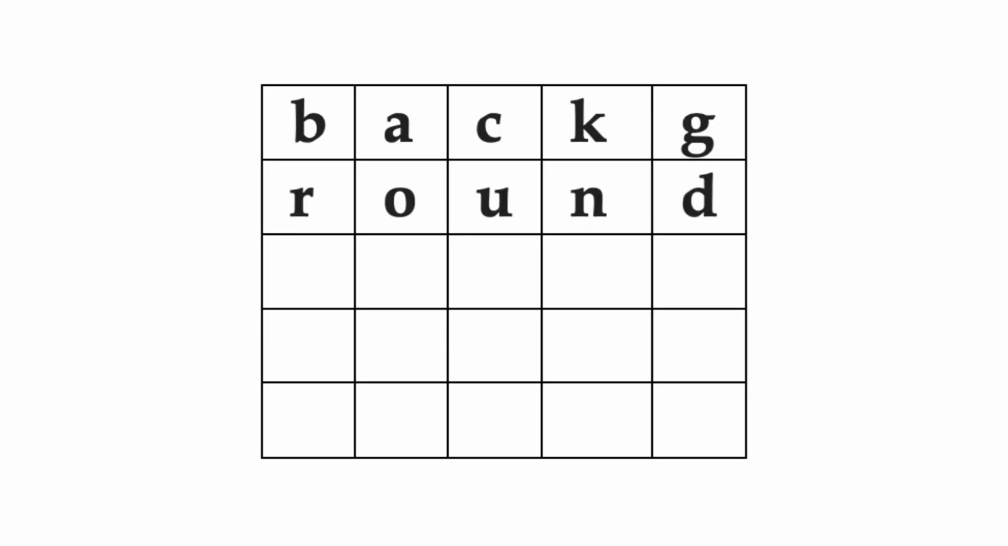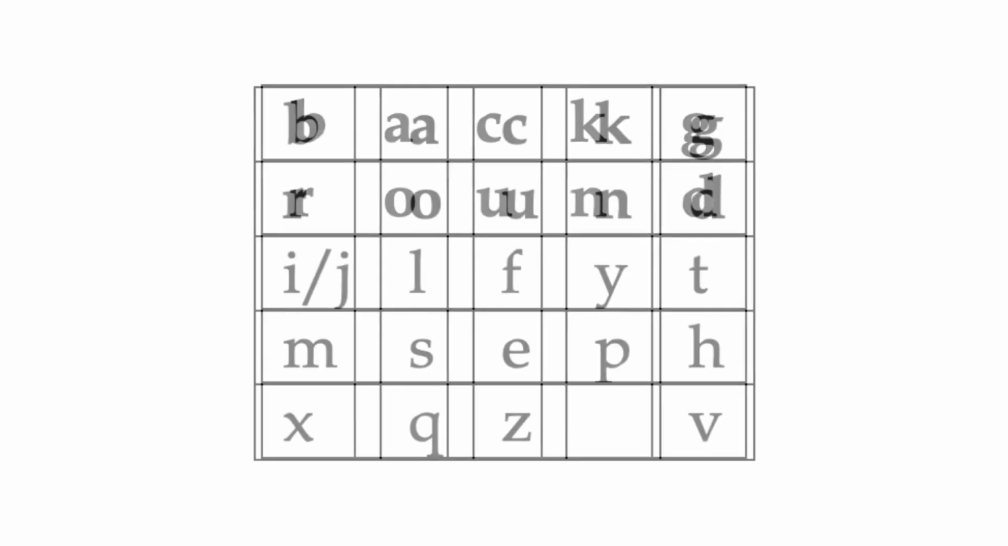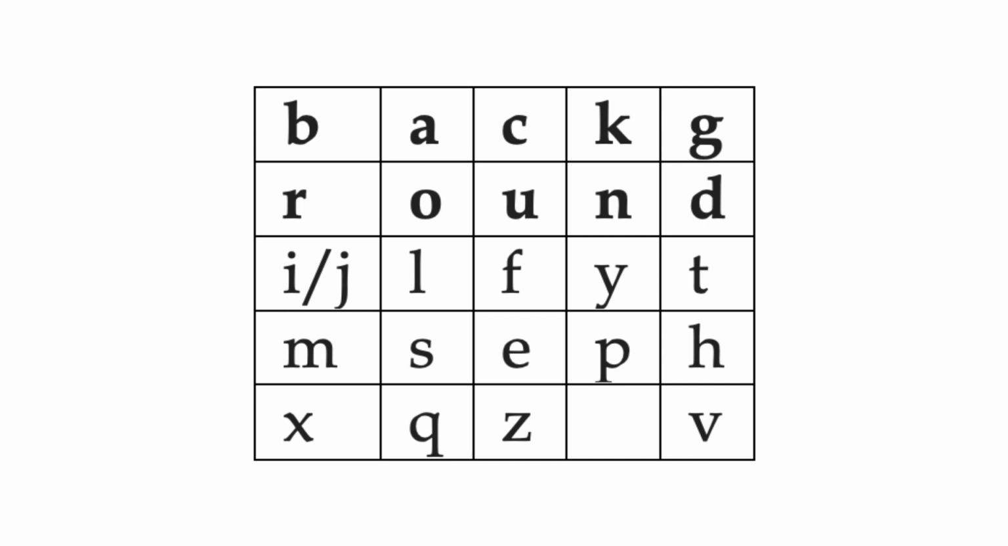So the steps are: first of all, fill out the matrix with the selected keyword. Here we are filling out the matrix cells with the spellings of the word background. Rest of the cells shall be filled out with remaining letters of the English language. As said, I and J are always placed inside a single cell.